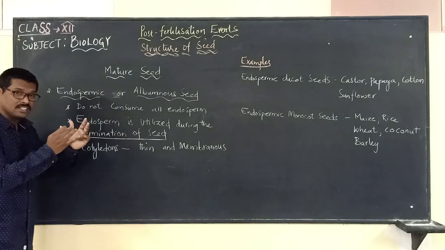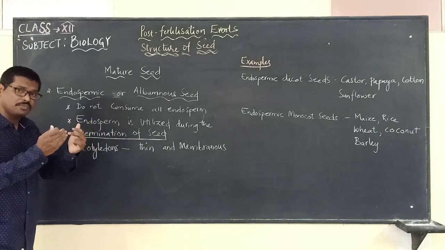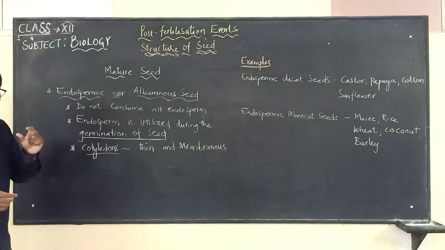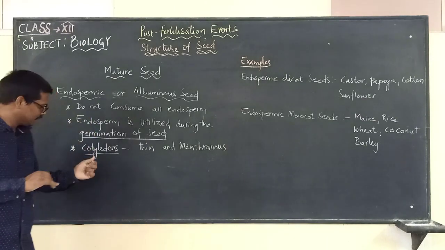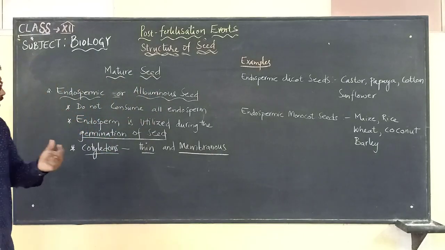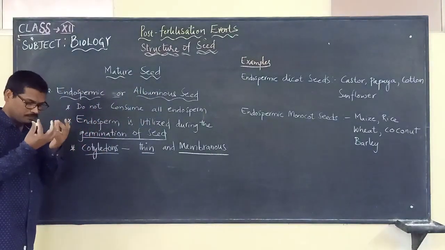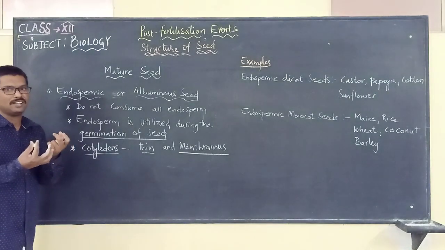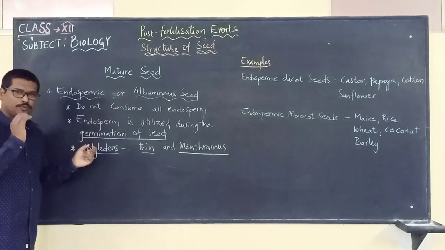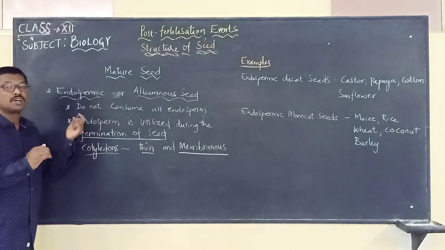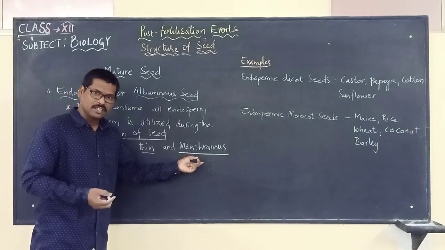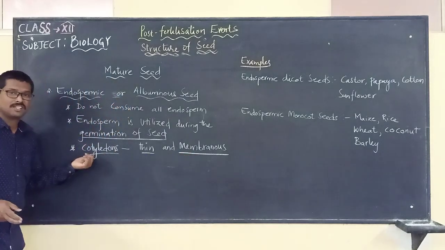And because there is a presence of endosperm, the cotyledons will not be thick or leafy and fleshy. The cotyledons will be thin and membranous. They are thin and membranous because the cotyledons are not completely filled with the nutrients or food material that is absorbed from what? Endosperm, isn't it? They do not have the full nutritive material absorbed from the endosperm. That's why cotyledons will be thin and membranous, just like a thin membrane.